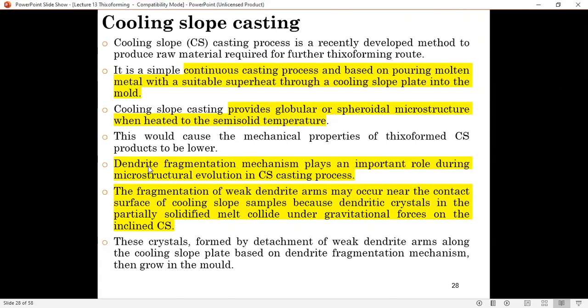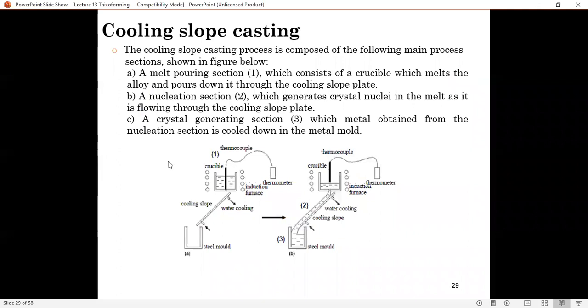During when the material moves down the slope, as it solidifies, this dendritic structure will get fragmented, broken down. As it's broken down, it forms globular, spherical material. The fragmentation of the weak dendrite arms may occur near the contact surface of the cooling slope, because the crystals in the partially solid state do not collide under the gravitational force of the inclined cooling slope. So this is an example of it.